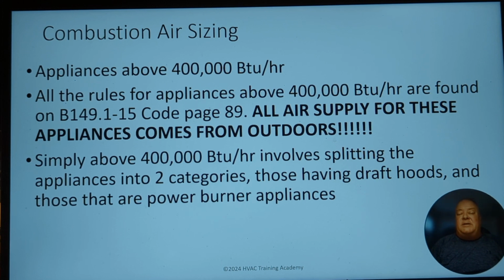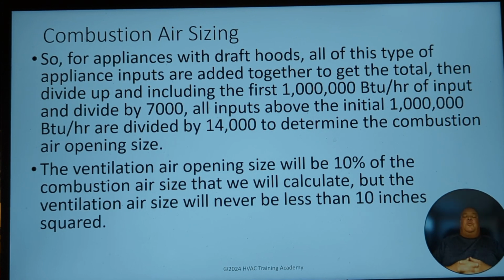So we're going to split the appliances into two categories: those that have draft hoods, and those that are called power burner appliances. For appliances with draft hoods, all of these inputs are going to be added together to get a total. Then we're going to divide the first million of that input by 7,000. If we had a 600,000 BTU boiler, that's all that was in there, we're going to divide that 600,000 by 7,000.